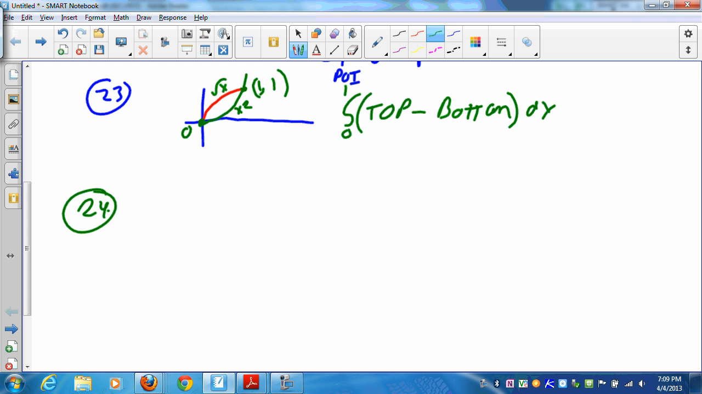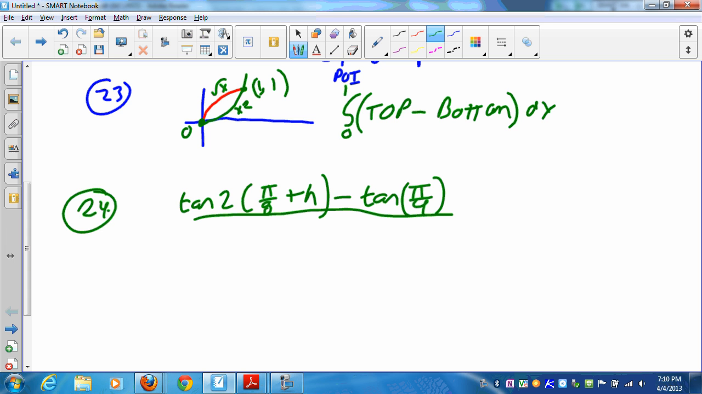And 24, the first thing we're going to look at is, what are they asking us for here? Well, they have this set up, tangent of 2 pi over 8 plus h, minus tangent of pi over 4, over h, and limit as h goes to 0. So we're thinking right away that we're going to have to calculate the derivative.